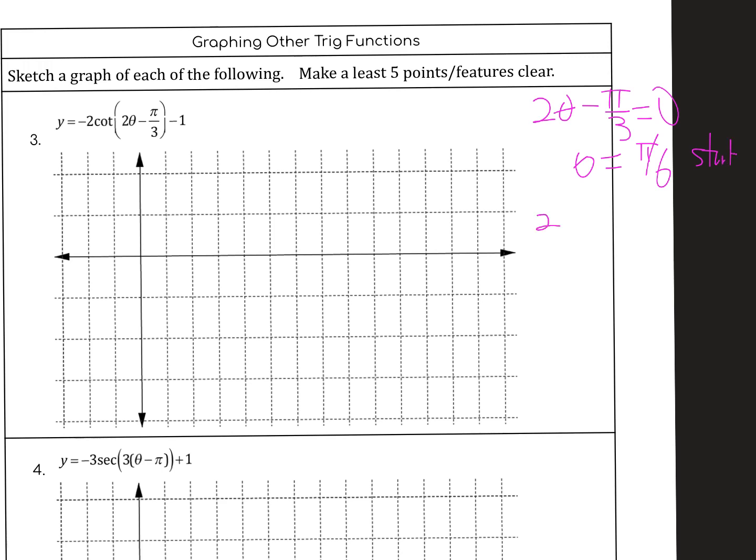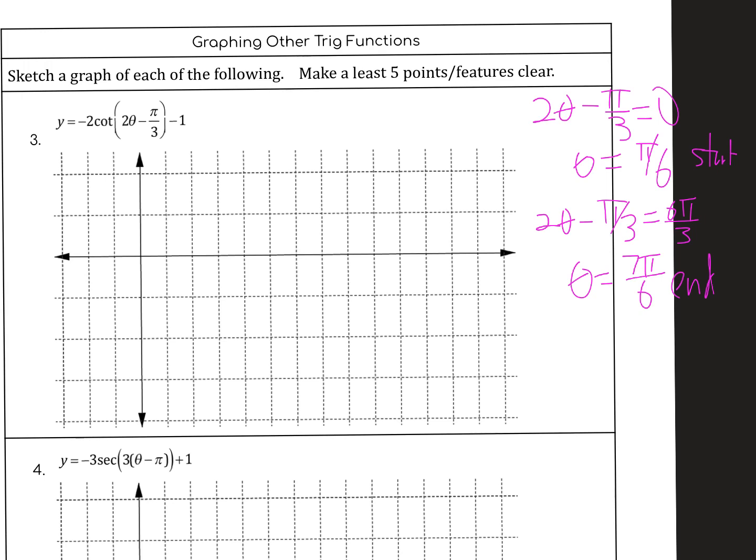And then 2 theta minus pi over 3 equals 2 pi. Wait, I don't want to write 2 pi. I want to write 6 pi over 3. So that's going to be 7 pi over 3. Divide that by 2, and it's 7 pi over 6. That's where we end. So for the cosine, we're going to start and end there.